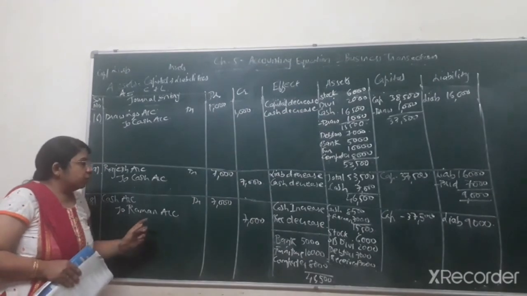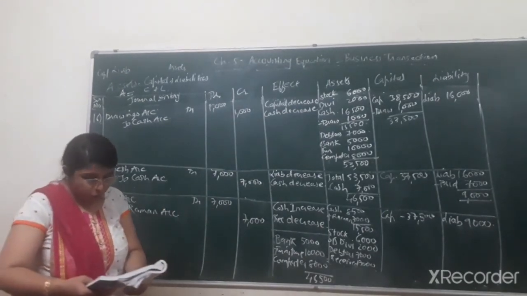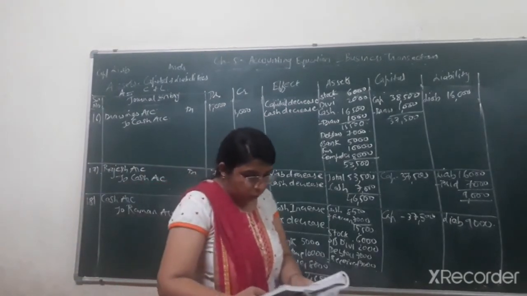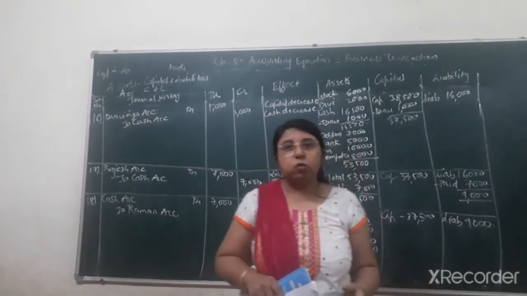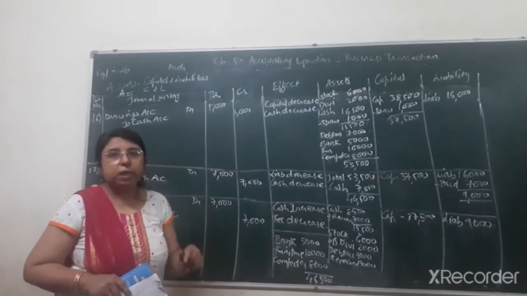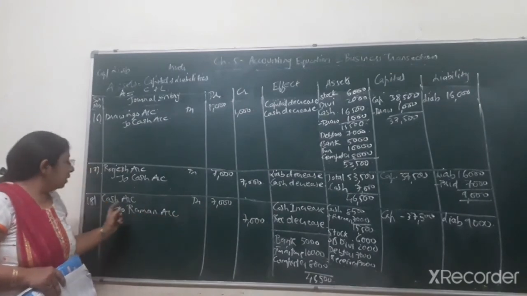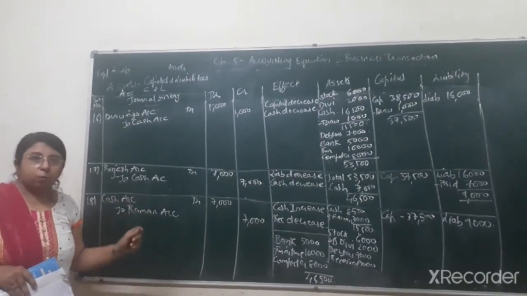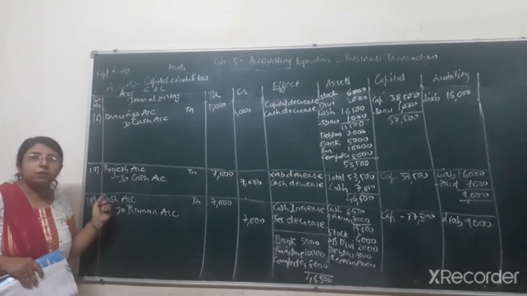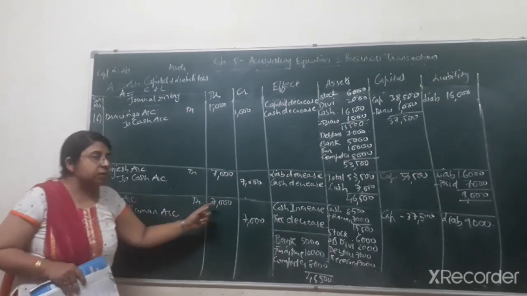So previously, after doing the sales return, there was a total of 9,000 worth of transactions with Raman. Out of that 9,000 worth of goods, 2,000 worth of goods were returned by Raman. So the remaining balance was only rupees 7,000. Now that 7,000 Raman is paying to the business, to the firm. So we will receive that much amount of cash. So cash balance will be increased by rupees 7,000.